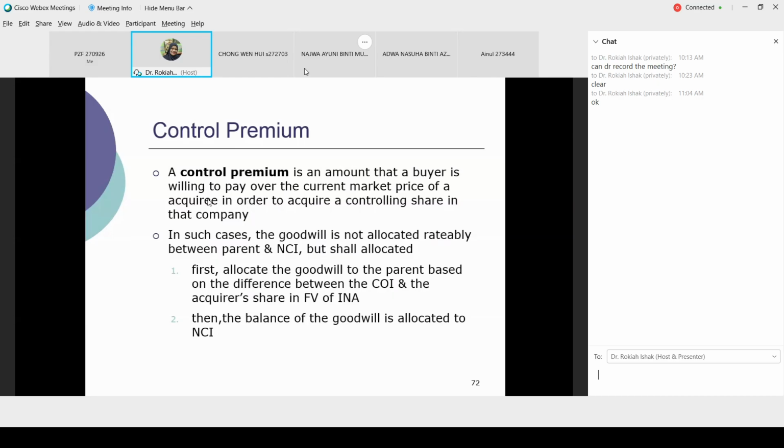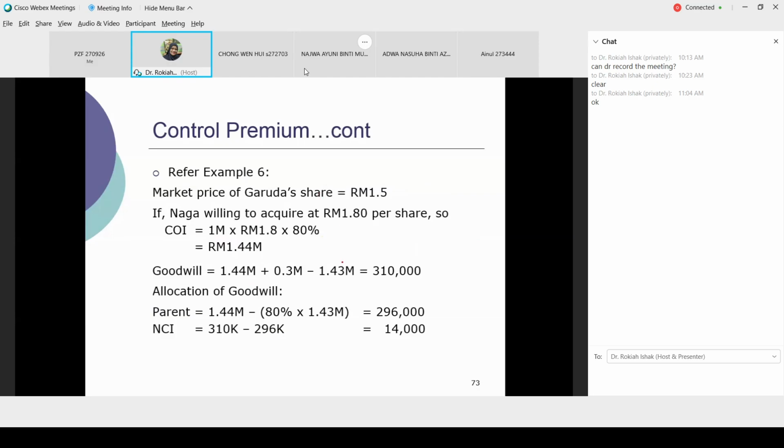We can use the rate with the condition that the COI is equal to the fair value of the subsidiary. Okay, another case here is when you have a premium. A control premium is the amount that a buyer is willing to pay over the current market price.